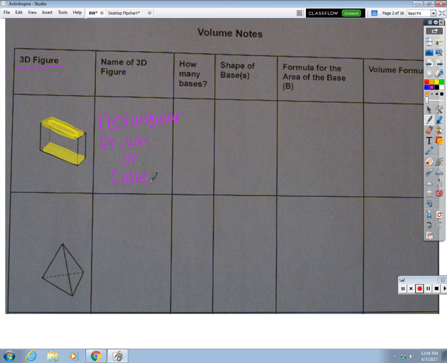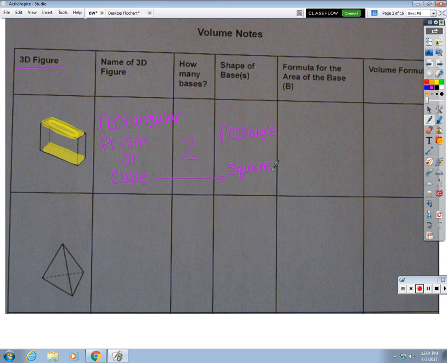How many bases do we have highlighted? Two. What's the shape of the base or bases that we have highlighted? Rectangle. If it was a cube, what shape would it be? Okay, it would be a square. But we calculate the area of those two shapes the same way, right?